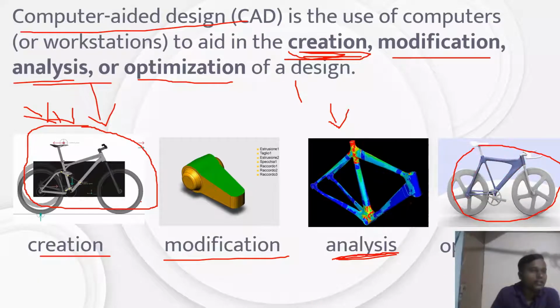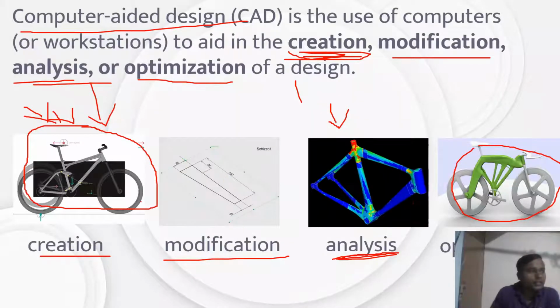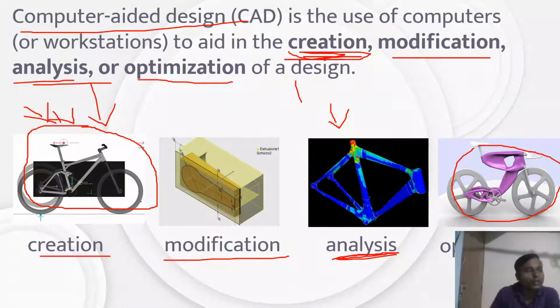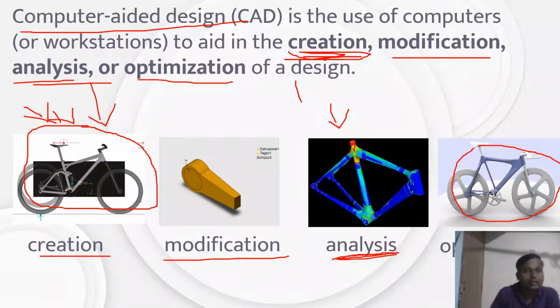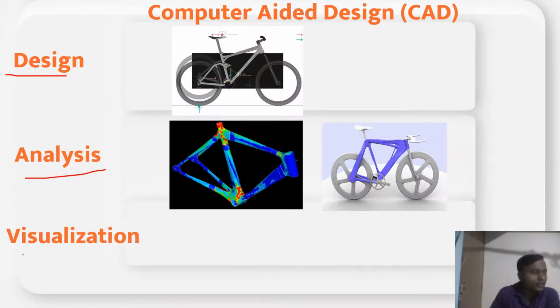Computer-aided design is the use of computers to aid the creation, modification, analysis and optimization of the design. Okay, this is the simple definition of CAD. I have already explained everything, but I am giving you an overview. Next, there are three major components of CAD: first design, then analysis and visualization.